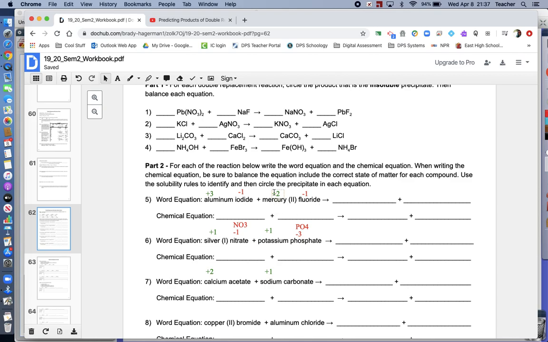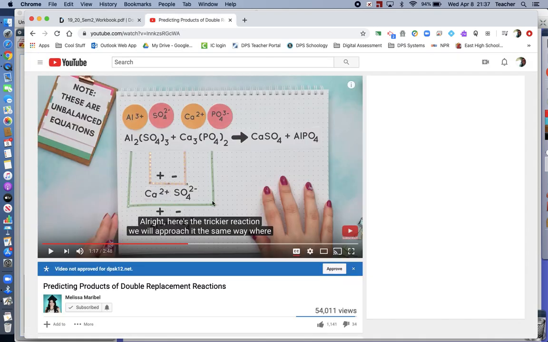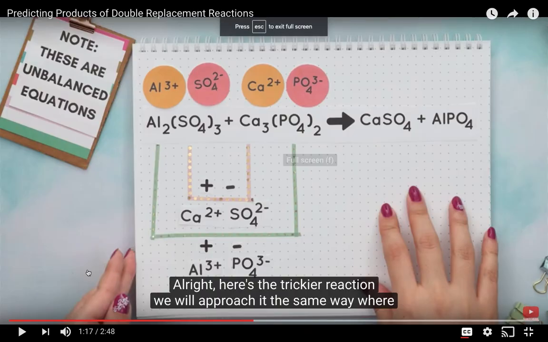And mercury has a positive 2 charge, and iodine has a negative 1 charge, right? So I have HgI2 as my formula. And aluminum is +3 here, and fluorine is -1, so I have AlF3. If you notice, crisscross applesauce. If you don't remember that, let me show you an example on this video as well.